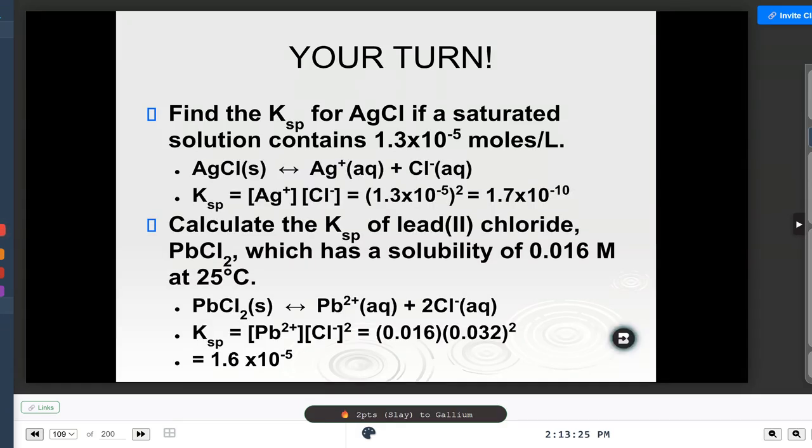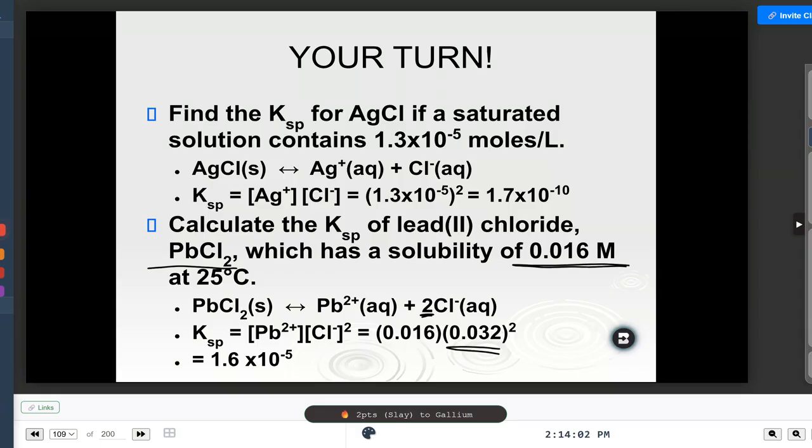So our first one, we just had to take our concentration of silver and our concentration of chlorine. They're both the same, and so we basically just get to multiply them by each other. And so you end up with 1.7 times 10 to the negative 10th, no units. On this next one, you had to pay close attention to the fact that your 0.016 molar of PbCl2 turns into twice as much of your chlorine. And so you had to have the 0.032 plugged in first and then square it.